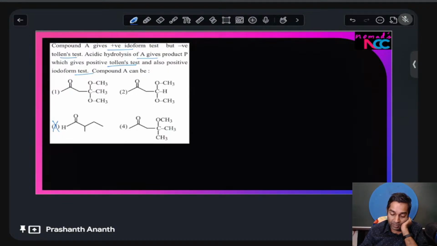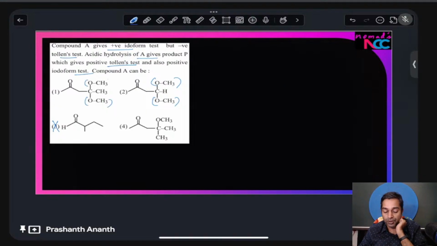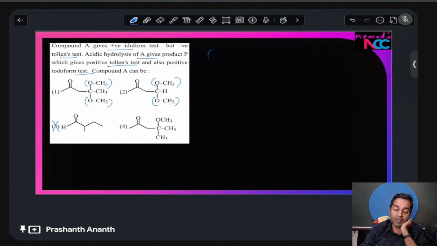Okay, pay attention here. This is an acetal, so hydrolysis is possible here. This is also an acetal, so hydrolysis is possible over here. Both of these can be hydrolyzed, whereas no hydrolysis is possible for option 4. So let's look at compound 1 and see what we get.